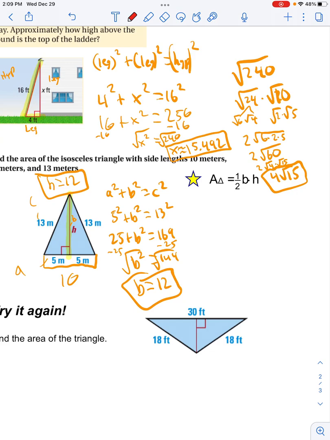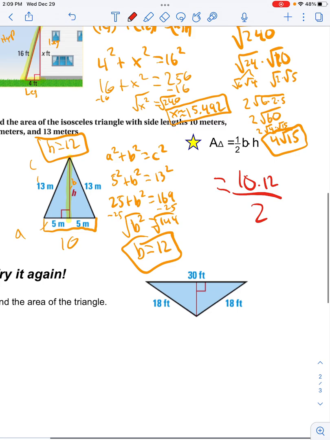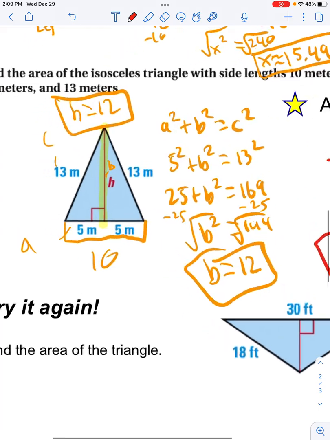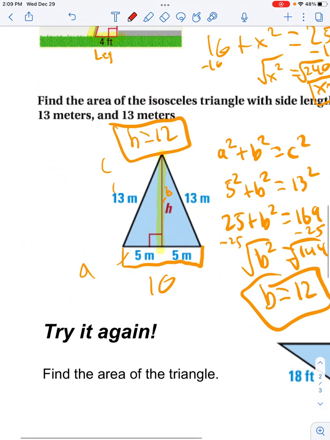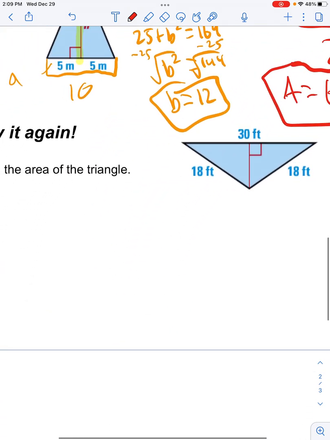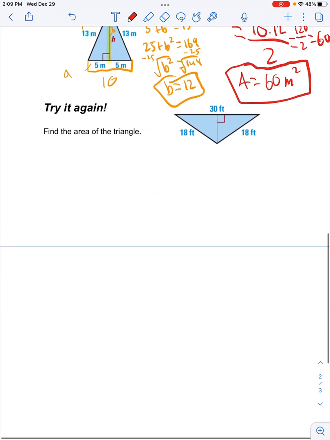So my base, remember, my base is not 5. This whole blue triangle, the base is 10. So I'm going to say 10 times, and I just found my height was 12. 10 times 12 is 120, divided by 2 gives us 60. So the area is 60 meters squared. So I had to do all this side work to find the height so that I could then use my area formula.